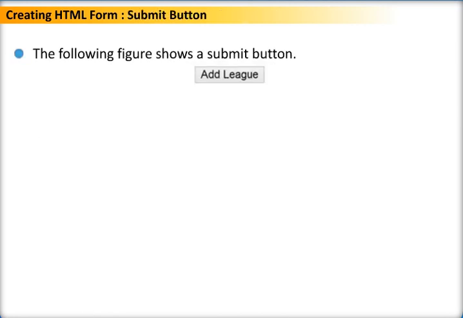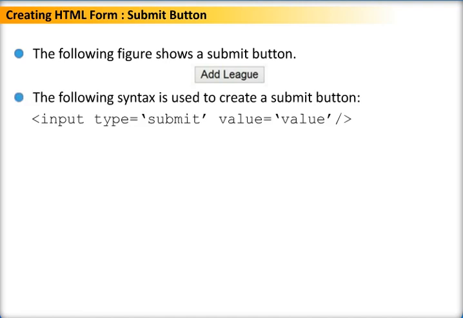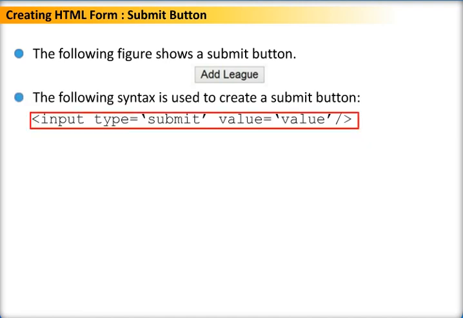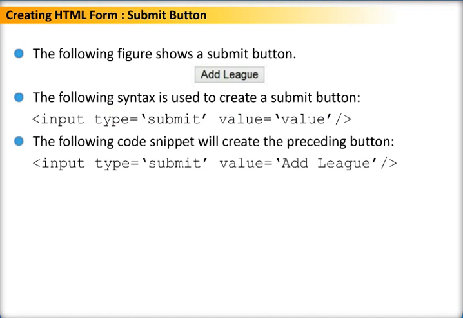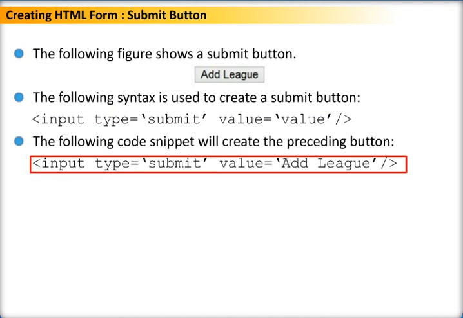The displayed figure shows a submit button named Add League. When the user provides all the data in the form, the user must press the submit button to allow the form data to be sent to the server for processing. To create the submit button, use the input tag with the submit type. The displayed code will create the preceding submit button. The input tag shown in the example specifies submit as the value of the type attribute to create the submit button. Although browsers, by default, will provide a label for the button, you can also specify a label by using the value attribute. Here, add league label is used for the button.